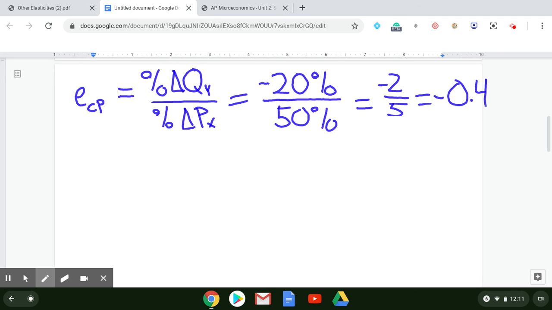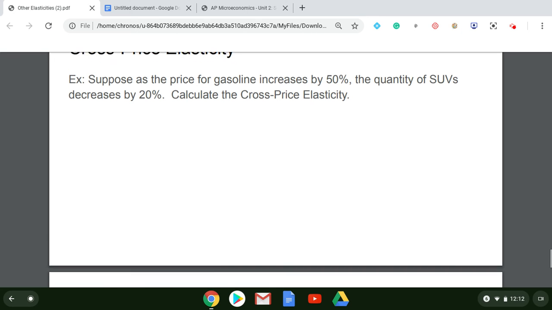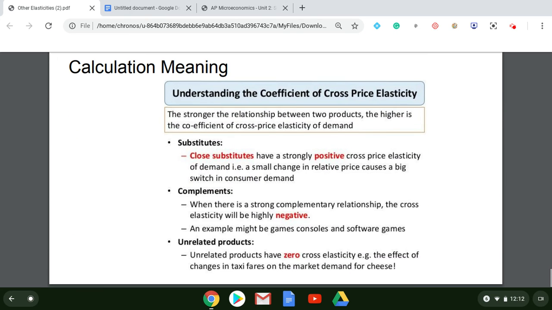So as we could probably predict, gasoline and SUVs are complement products. You need gas to run an SUV, and you need kind of copious amounts of gasoline to run an SUV. So I'd say they're probably complement goods. Let's keep that in mind: we ended up with a negative elasticity. So let's look at these calculation meanings.